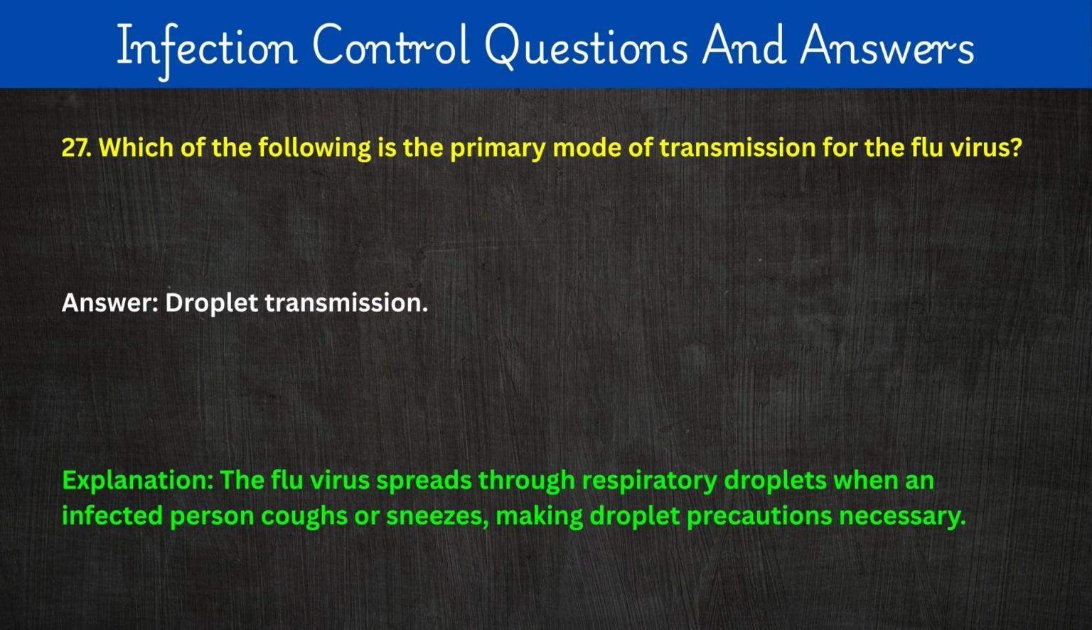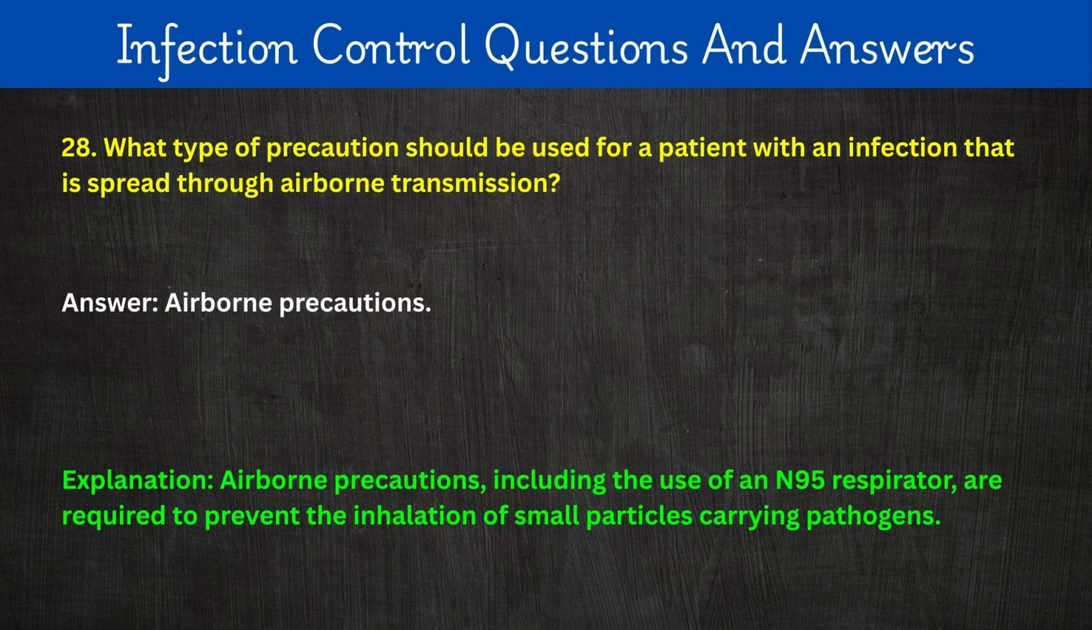27. Which of the following is the primary mode of transmission for the flu virus? Answer. Droplet transmission. Explanation. The flu virus spreads through respiratory droplets when an infected person coughs or sneezes, making droplet precautions necessary. 28. What type of precaution should be used for a patient with an infection that is spread through airborne transmission? Answer. Airborne precautions.